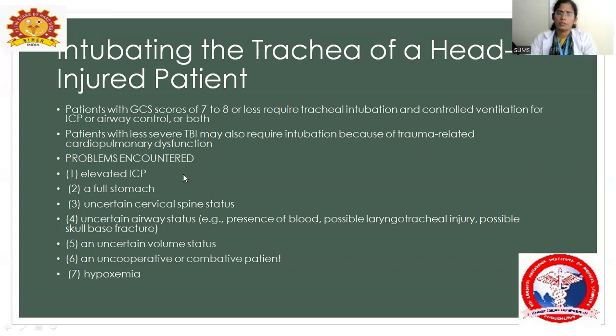So what are the problems encountered? There will be elevated ICP. The patient will have a full stomach, and the cervical spine status will be uncertain. The volume status is also uncertain. For example, if the patient has a severe bleed, the patient may already present with hypotension. The patient may be uncooperative or combative because of ischemic injury to the brain, or because of drug consumption, and hypoxia. If the patient is having hypoxia, he will always be irritable.